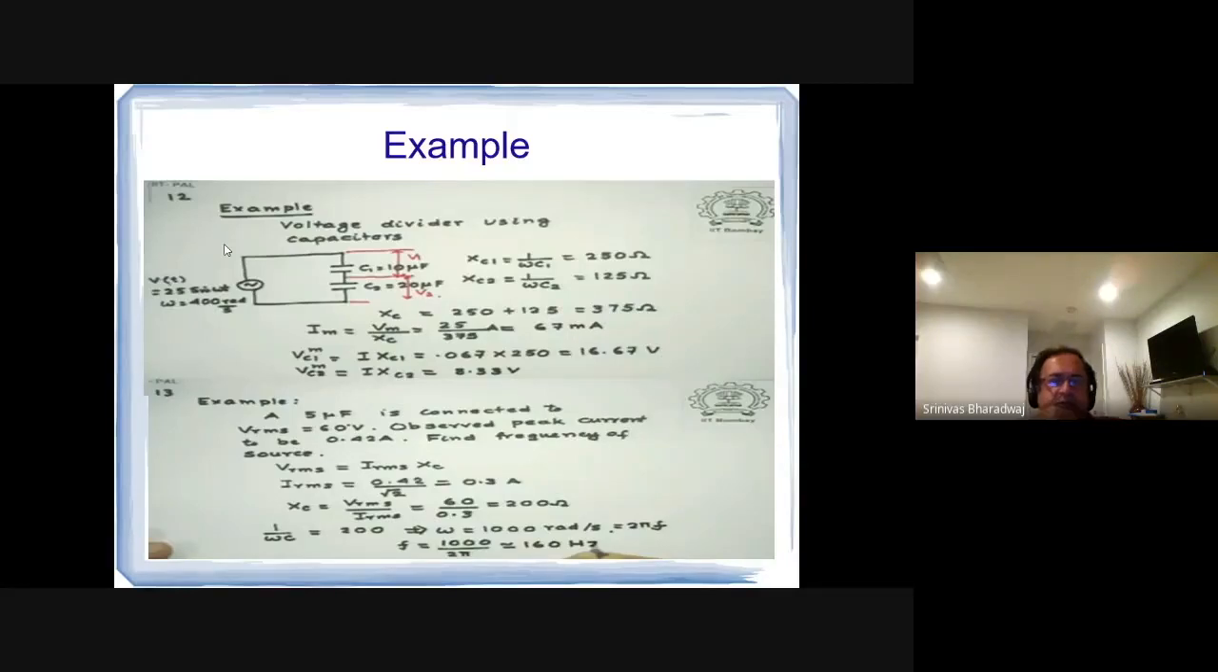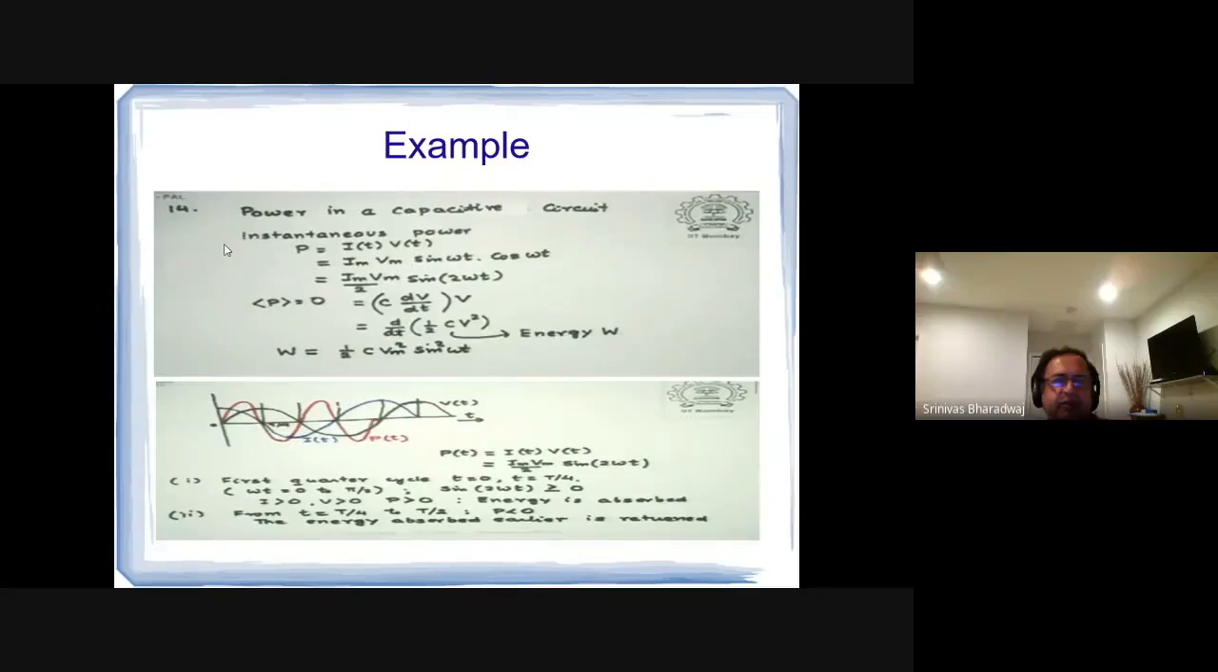So what happens when you put two capacitors in series? You have VC1 equals I XC1, VC2 equals I XC2, right? And what is XC? 1 by omega C, right? XC1 is 1 by omega C1, XC2 is 1 by omega C2. So VC1 plus VC2 equals V, right? So that's how you solve these simple questions, converting them to an Ohm's law kind of situation, as I explained before. Okay.